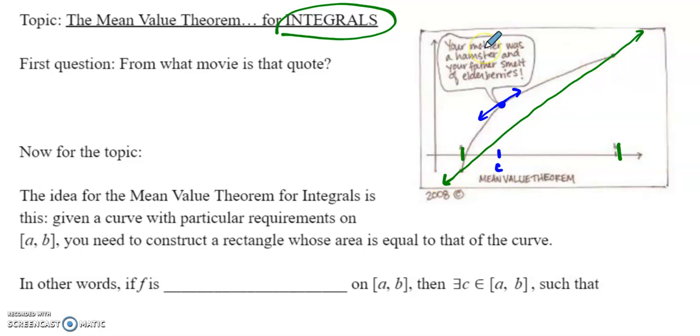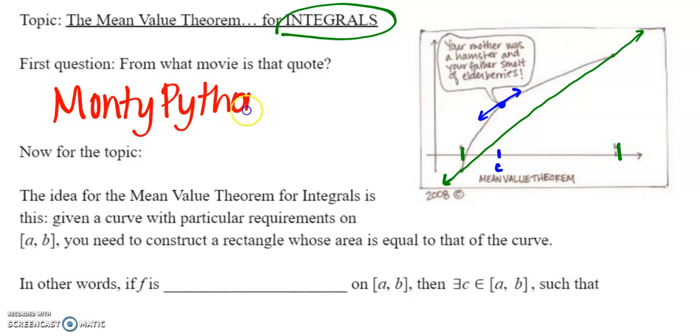So the slope of the tangent was equal to the slope of the secant. Mr. Lakin found this joke. Your mother was a hamster and your father smelt of elderberries. This is from Monty Python and the Holy Grail. Not really sure what this does in relation to calculus other than the cartoon is cute.